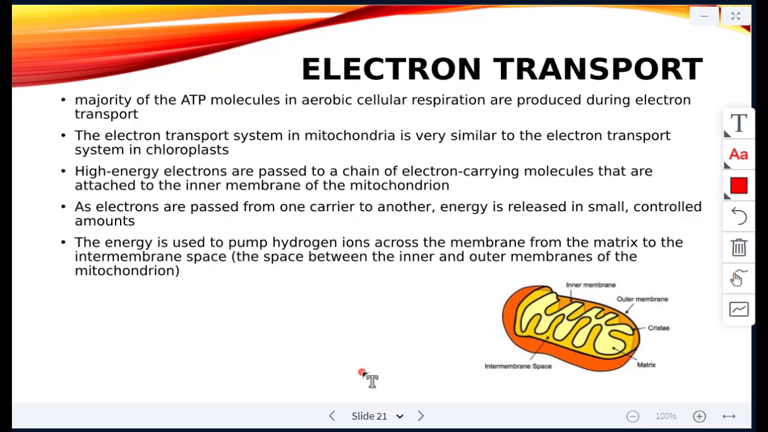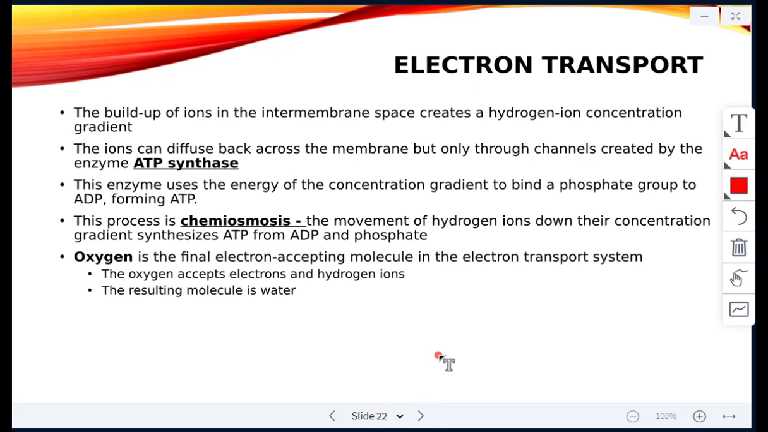So as the electrons get passed from one carrier to another, energy is released in small controlled amounts. That energy is used to pump hydrogen ions across the membrane from the matrix to the intermembrane space right here. That's that space between the inner and outer membranes of the mitochondria. So just like in photosynthesis, there's a buildup of ions in the intermembrane space. It creates a hydrogen ion concentration gradient.